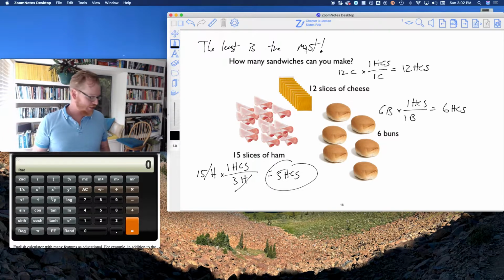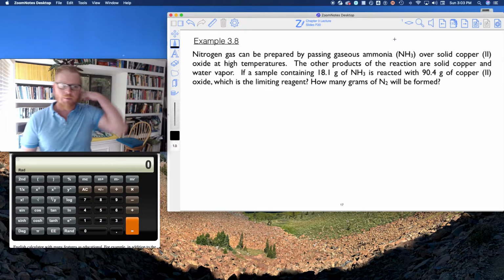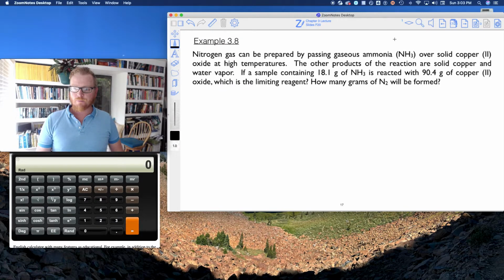Or in this ham and cheese sandwich example, the least number of ingredients gives me the most ham and cheese sandwiches that I could make, all right? So let's test this out with an actual chemical reaction. And this is, again, another one of these big word problems that I like to do. So I'm going to show you how I break down this problem, how we turn the problem into a reaction, and how we go about doing this.